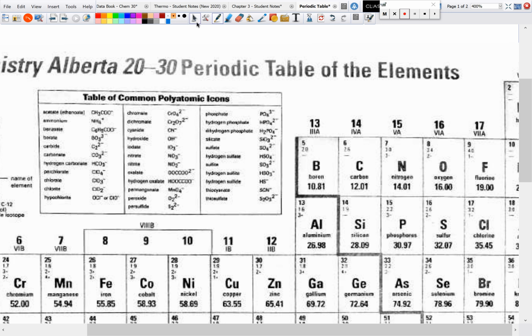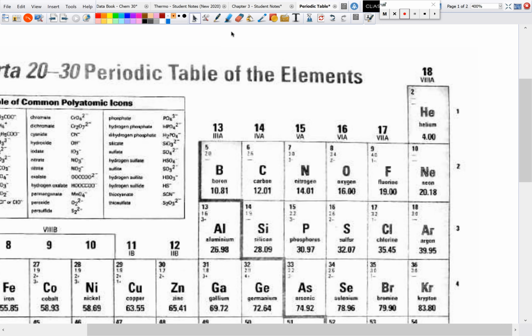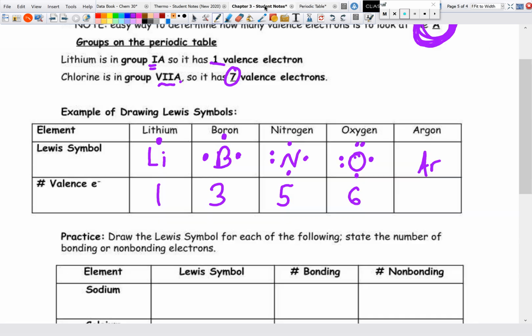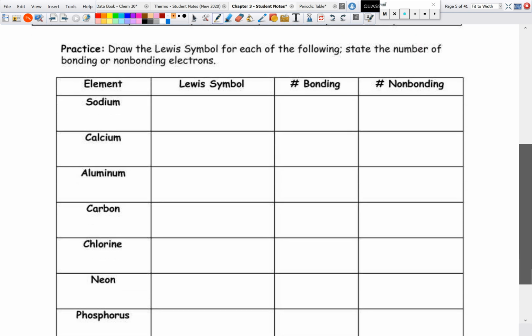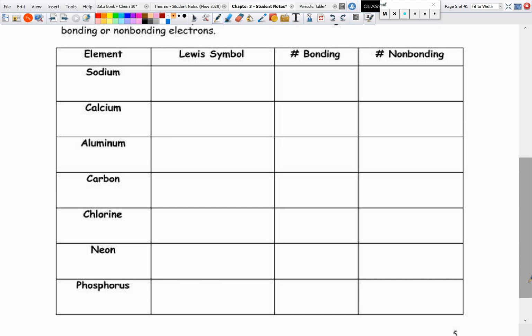You're going to notice argon is all the way over here. Right here, it is in group 8A, indicating that it's going to have 8 electrons, which we go 1, 2, 3, 4, 5, 6, 7, and 8. So all the electrons are paired up. So with that, keep that in mind. See if you can complete the practice for yourself right here.